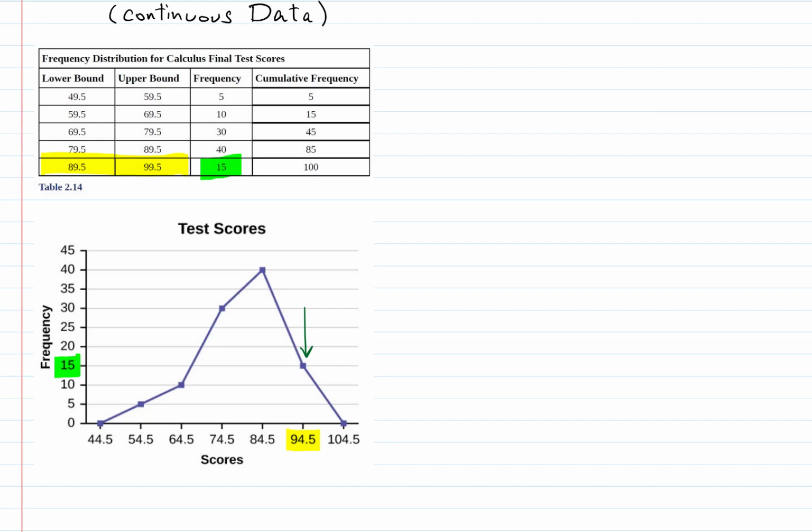Okay, so that takes care of explaining these points. There's 1, 2, 3, 4, 5 intervals. 1, 2, 3, 4, 5 points. Now, what about this point at the beginning and this point at the end? Okay, where do those come from? So what you do is, because our first interval was 49.5 to 59.5, what you do when you make a frequency polygon, this is just one of the rules of a frequency polygon, okay, you put an interval that comes before the first one.